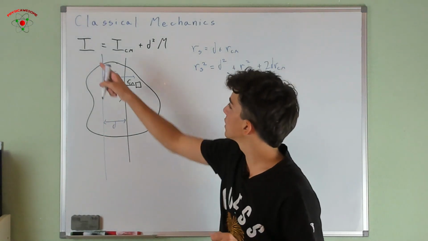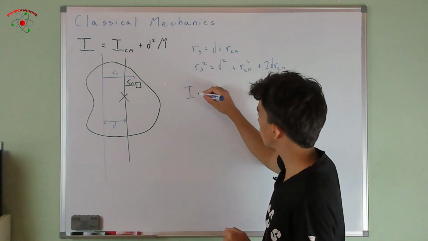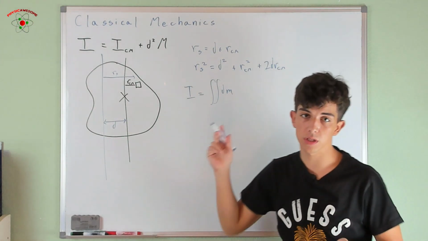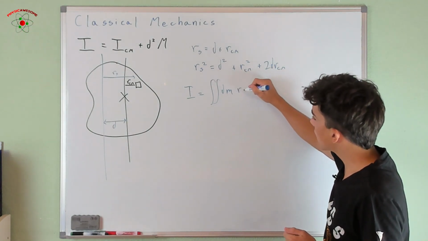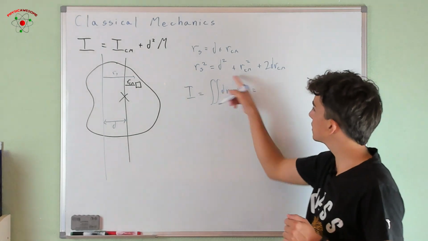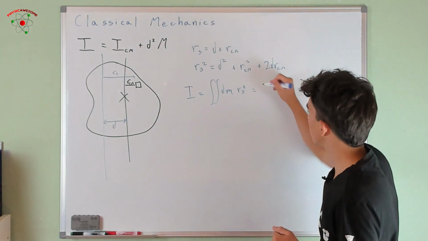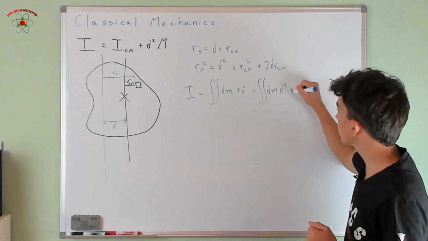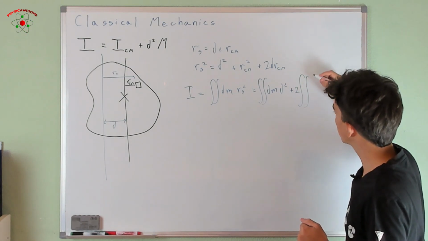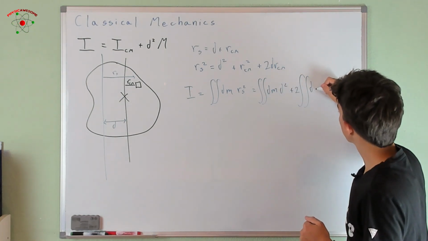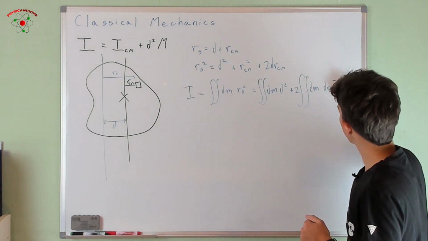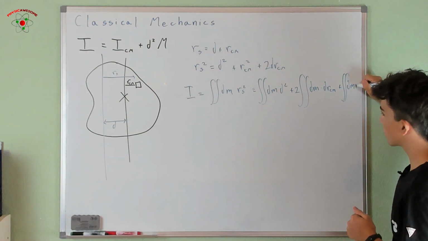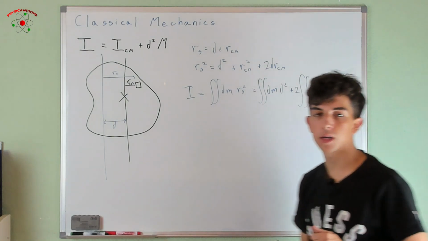Now, this moment of inertia is going to be equal to the integral over the mass. It's going to be a double or a triple integral, depending, of Rs squared. And we can divide this into 3 different integrals. We're going to have the first one, which is going to be dm d squared. The second one, I'm going to write, 2 dm times d RCM. And we're going to have the third one, double integral dm RCM squared. We're running out of space, but right in time.